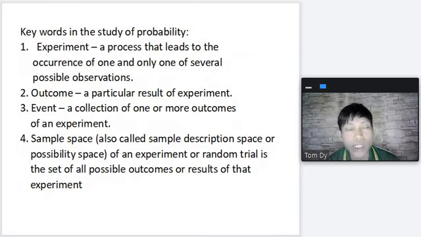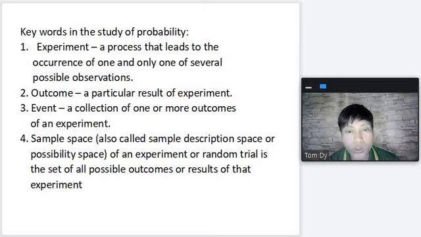This time, when we discuss probability, we will encounter some keywords. First, experiment. This is a process that leads to the occurrence of one and only one of several possible observations. And then another keyword is an outcome. This is a particular result of an experiment. So we have our experiment, which is a process, and then the outcome is a particular result of that experiment.